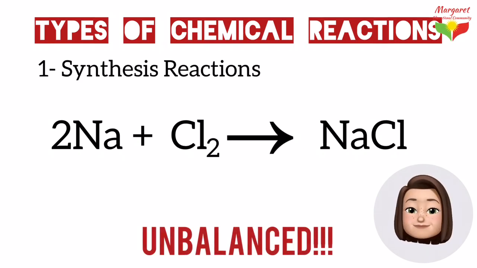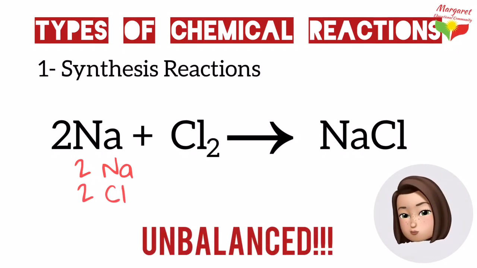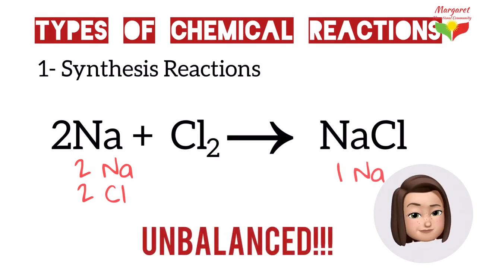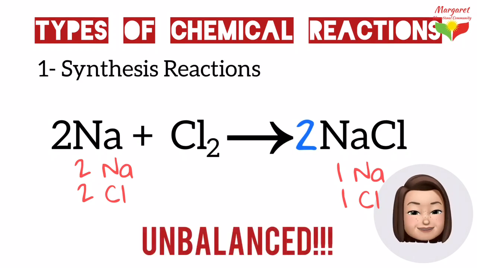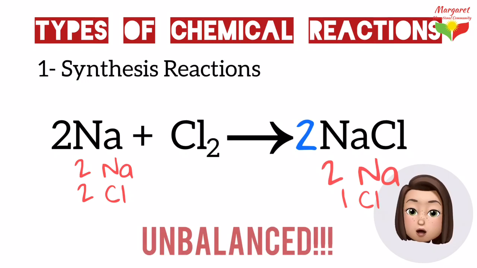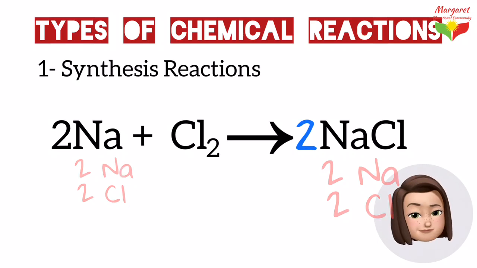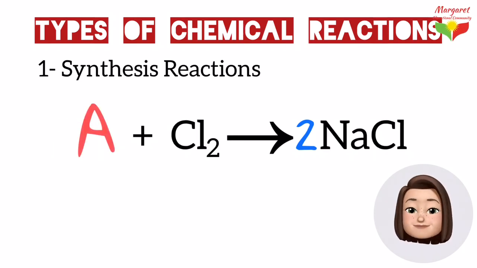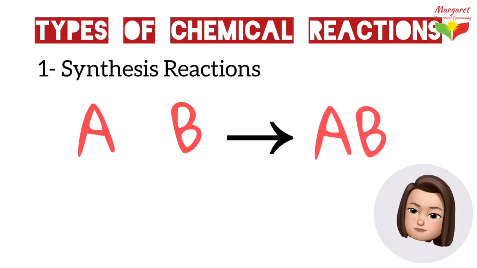To balance this equation, we will count the atoms. We have 2 Na and 2 Cl on this side of the equation. On the other side, we have only 1 Na and 1 Cl. So what do we do? We add the coefficient 2 so that we have 2 Na and 2 Cl. Now the equation is balanced. To better understand, let me label each of these with a letter. Let's say that Na is A and Cl is B. A plus B will form AB. This is a synthesis reaction.